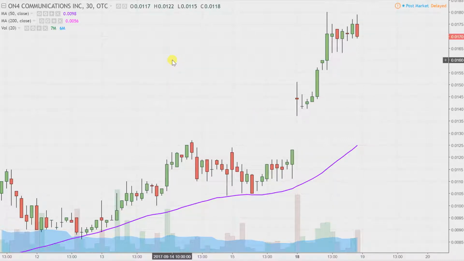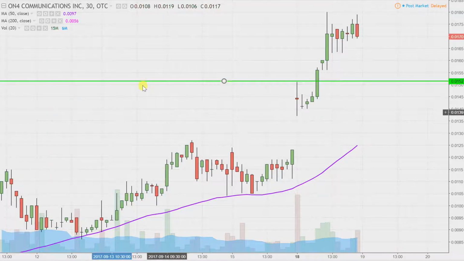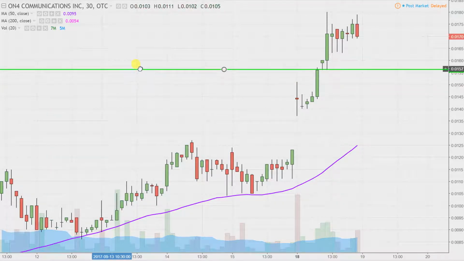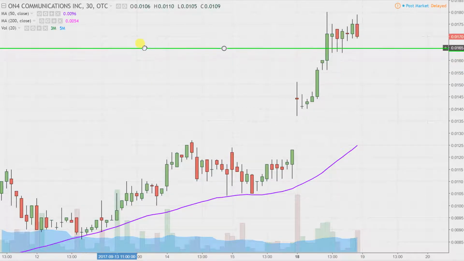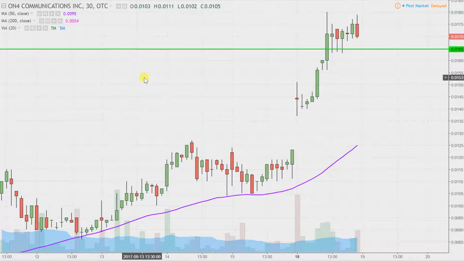So let's get the chart updated here, given the big price movement today. We'll first start with levels of support. And this would be what I would call the ideal level of support right up here at 0.0165. Now, don't get me wrong. If the price falls below 0.0165, by no means am I saying the entire chart's ruined or anything like that. But yeah, if the price can continue to hold above there, and I use the word continue very deliberately.